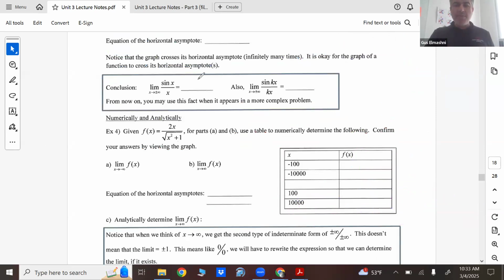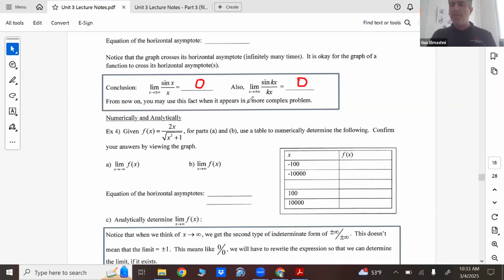So you would get this in each case. That would be zero. That would also be zero, by the way. And you can use this even for more complex problems. We can take advantage of that concept. So, questions? All right.